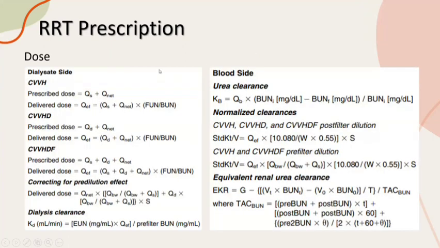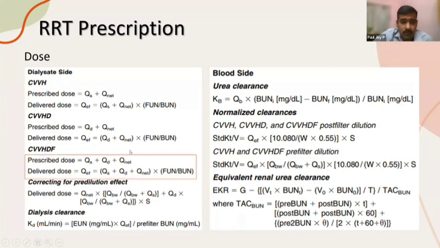Now, the dose of the CVVHD or HDF can be assessed by various methods. It can be assessed by the net effluent dose, which is a surrogate marker for the solute removal, or it can be assessed by the urea removal, like the urea reduction ratio, or the standardized Kt/V and equivalent Kt/V. For practical purposes, we focus on the prescribed dose or the effluent dose, which is the net effluent, which is the sum of the substitution fluid, dialysate fluid, and the net fluid removal.